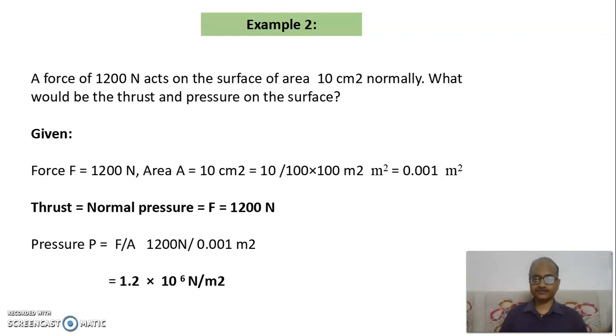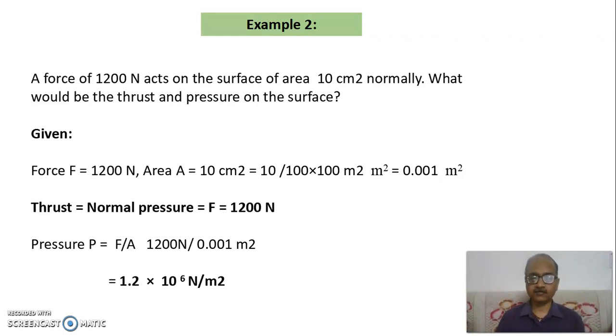Second point is thrust. Thrust is another name for force. When the force is acting perpendicularly or normally, then it is called thrust. Force is given as 1200 Newton. Area is 10 centimeter square. But in SI system, we always calculate in SI system. Area in SI system is calculated in meter square.